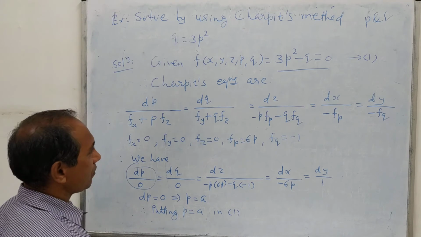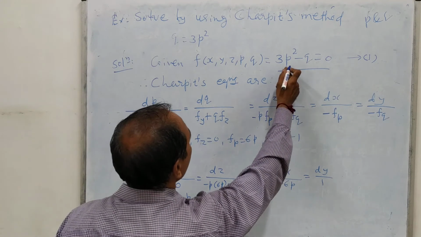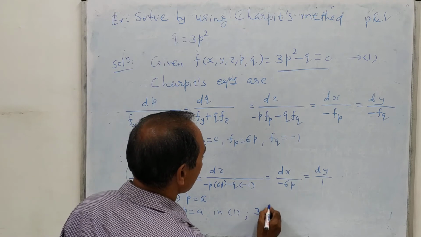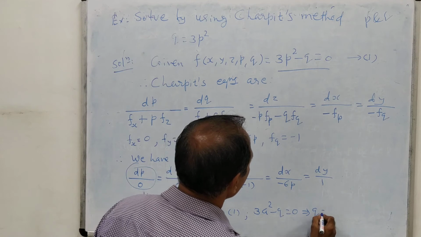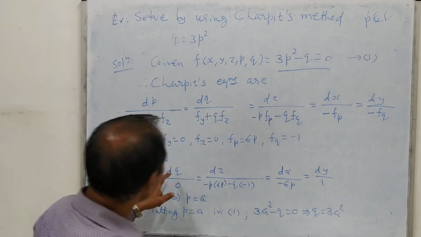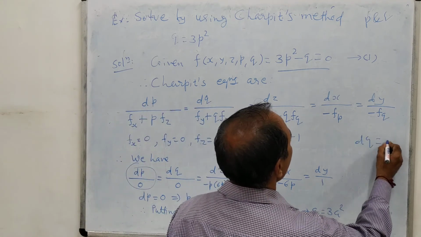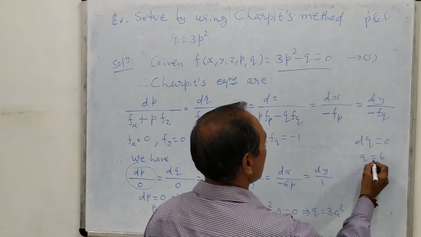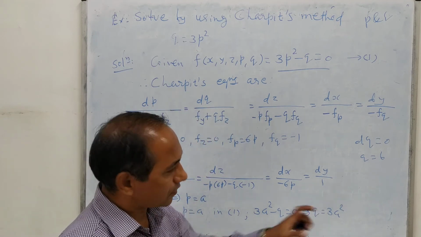So what will we get here? If we put p equal to a here, then we get 3a square minus q equal to 0. So this implies that q equal to 3a square. That means here, if we had considered dq equal to 0, then we would have obtained q equal to some constant b. Okay? But here it is again a constant, but b is in terms of a, so 3a square.